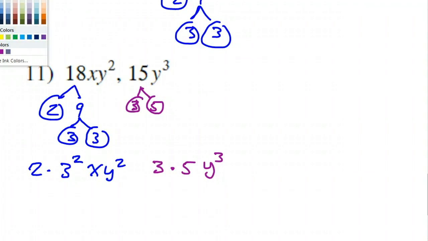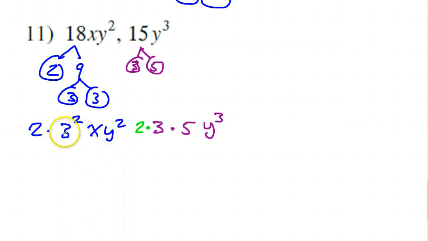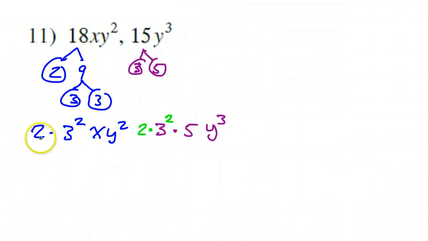Well, this has a 2. This doesn't have any 2's. So to make it the same, I'm going to have to give this side a 2. Okay? Now the 3's. This is 3 squared. This is just plain 3. So to make them the same, I'll have to make this 3 squared. So we did the 2's and the 3's. We also have to deal with 5's. The purple side has a 5. The blue side doesn't have any 5's. So I need to squeeze in a 5 on the blue side.